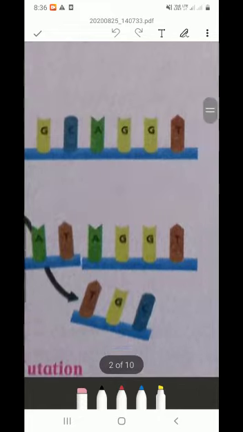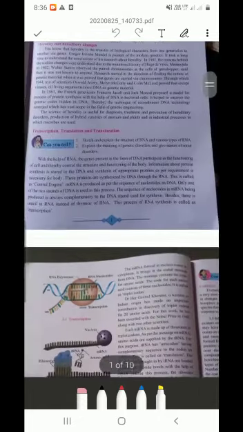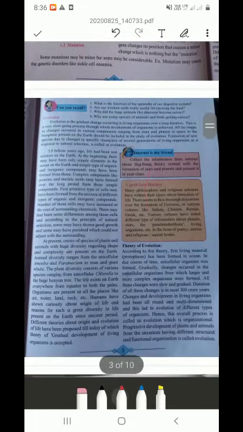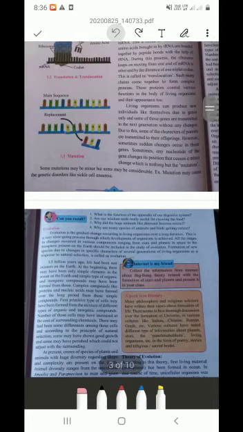This was about these three points. We have studied hereditary and hereditary changes, and then transcription, translation, translocation, and mutation. So these points we studied. Further points we will study in my next session.